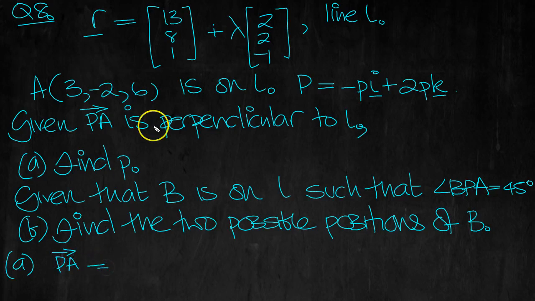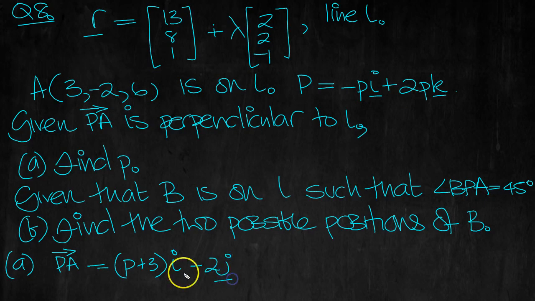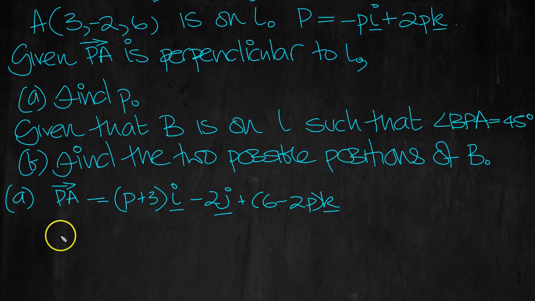Let's work out what that is. P to A, 3 minus P on the I, minus P is 3 plus P, or P plus 3. J, minus 2, no J's there. And then K, 6 minus 2P. K, that's PA. So that dot L will be 0.